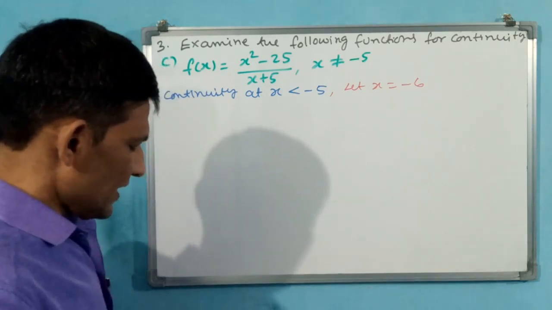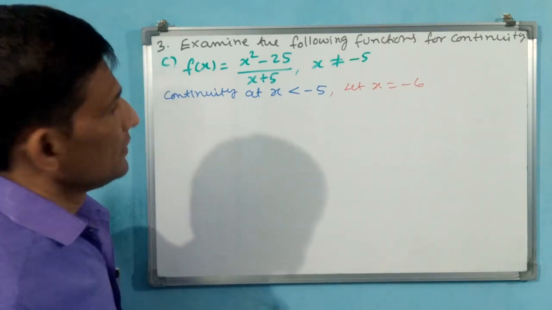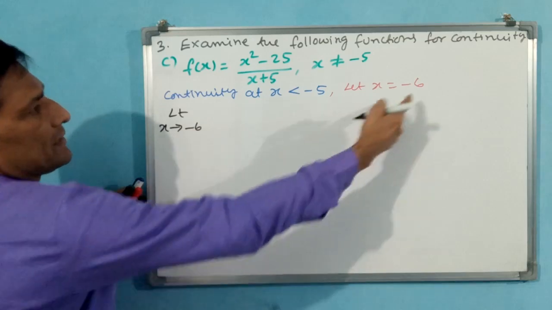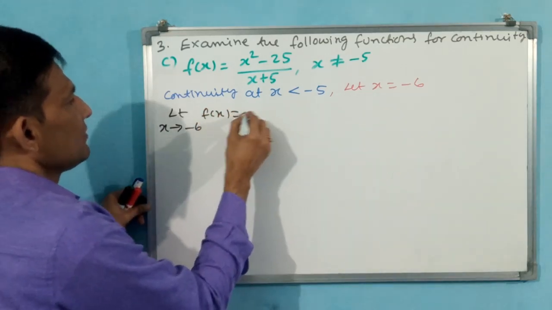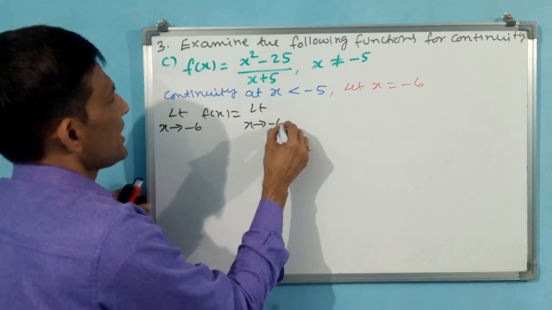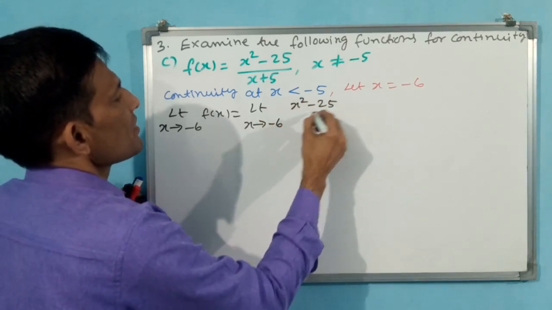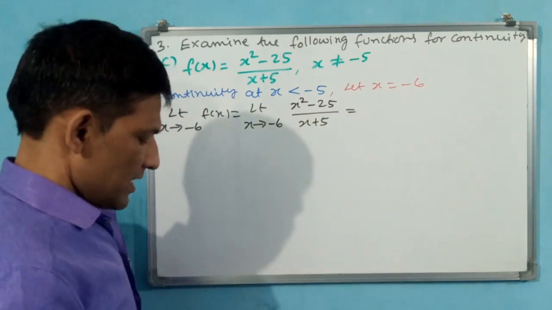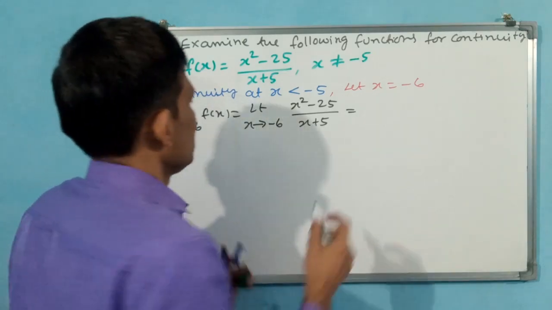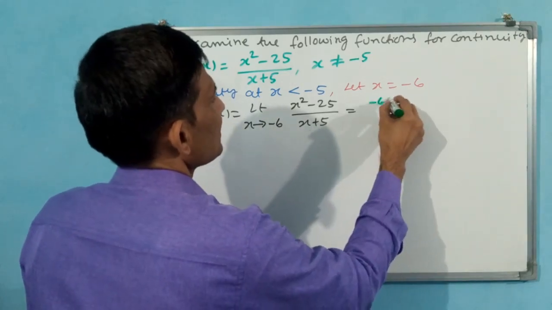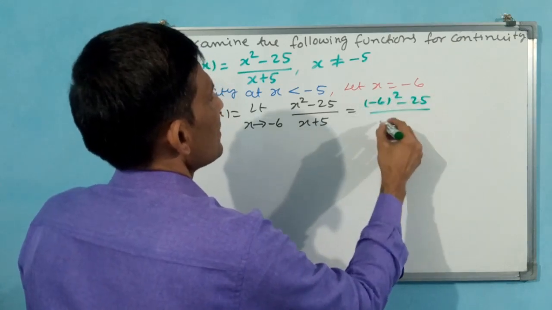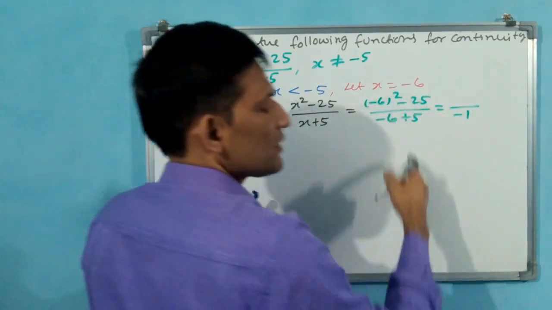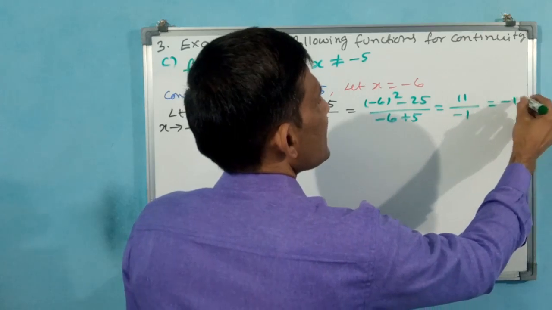Okay? Write down. Limit x tends to minus 6 f of x is equal to limit x tends to minus 6, x square minus 25 by x plus 5, that is equal to, okay. Now apply limit minus 6 square minus 25 by minus 6 plus 5. Minus 1 will come in the denominator, but here 36 minus 25 is 11. Minus 11 will come. Okay.